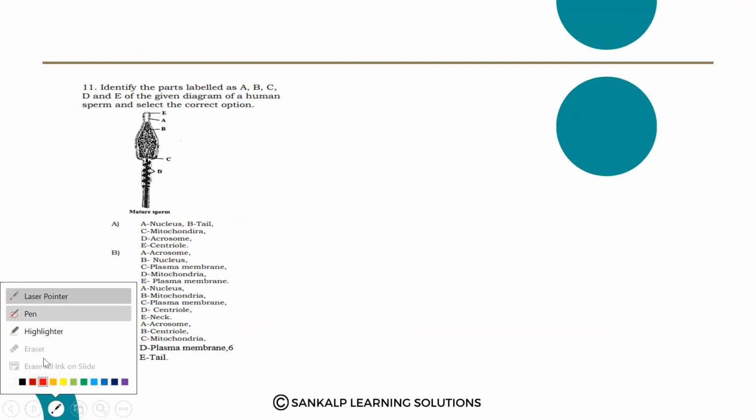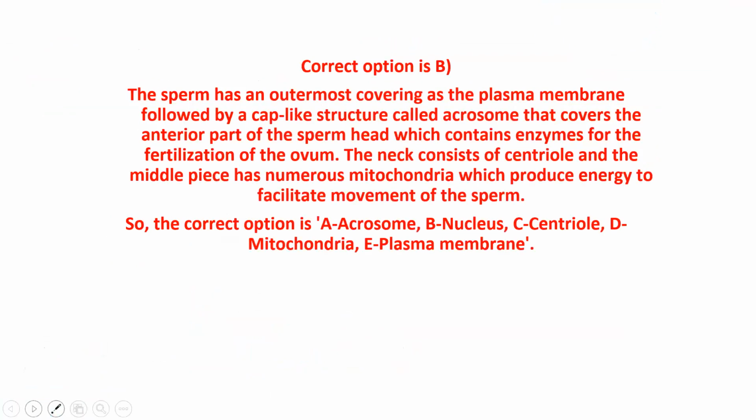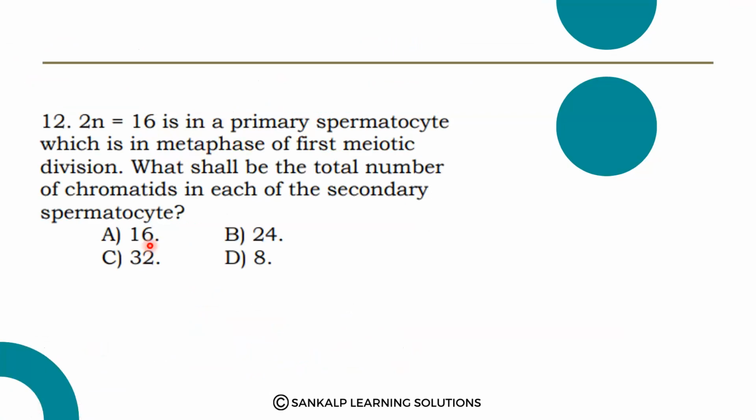Okay, so this is how questions can come. Next, the 12th question goes like this. 2n is equal to 16 in a primary spermatocyte which is in metaphase of the first meiotic division. What shall be the total number of chromatids in each of the secondary spermatocytes? They are asking how many chromatids there will be in the secondary spermatocyte.